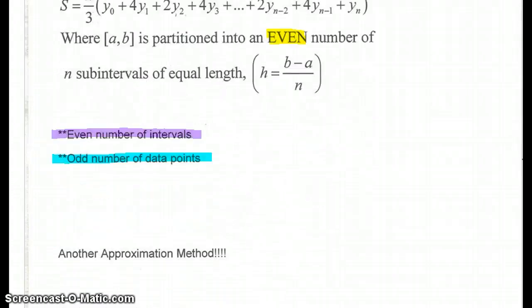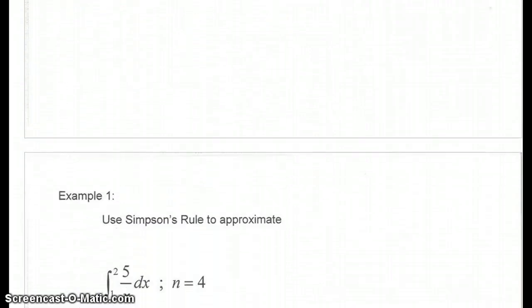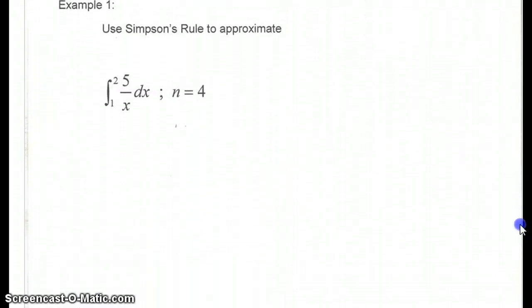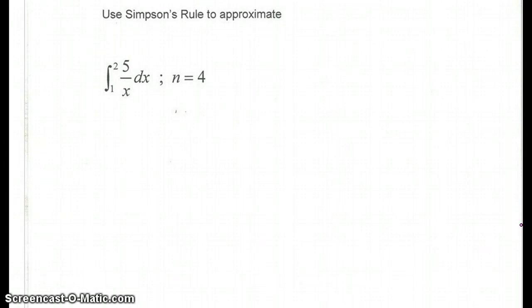Let's look at an example. Another approximation method. Example 1. Use Simpson's rule to approximate the integral from 1 to 2 of 5 over x dx when n is equal to 4.